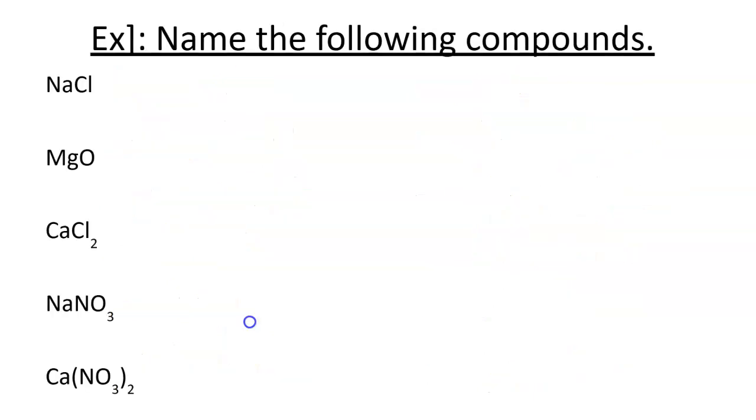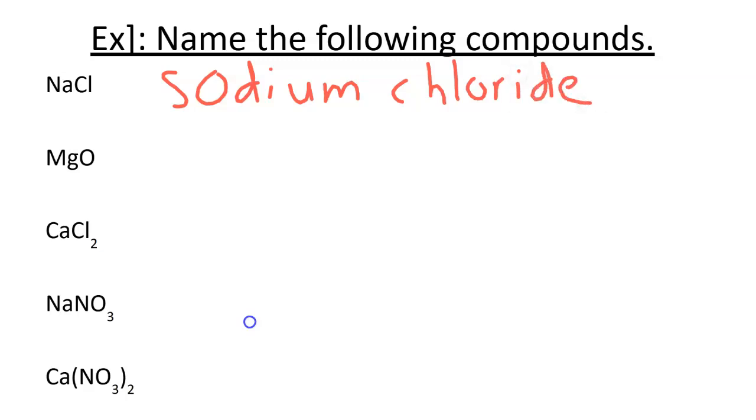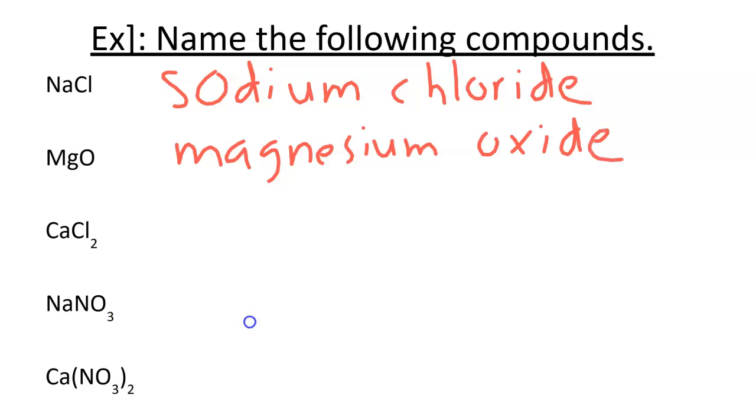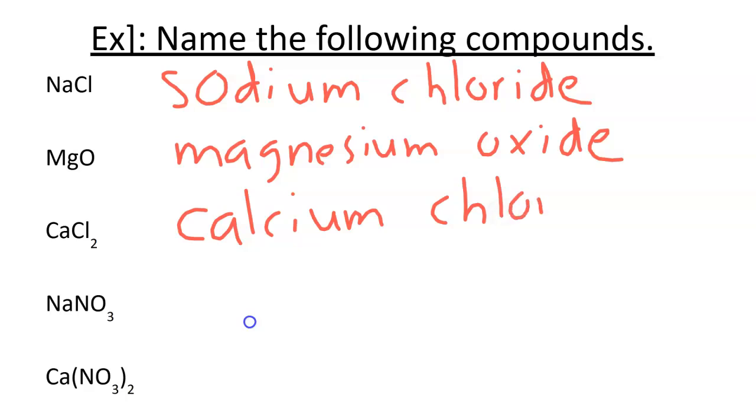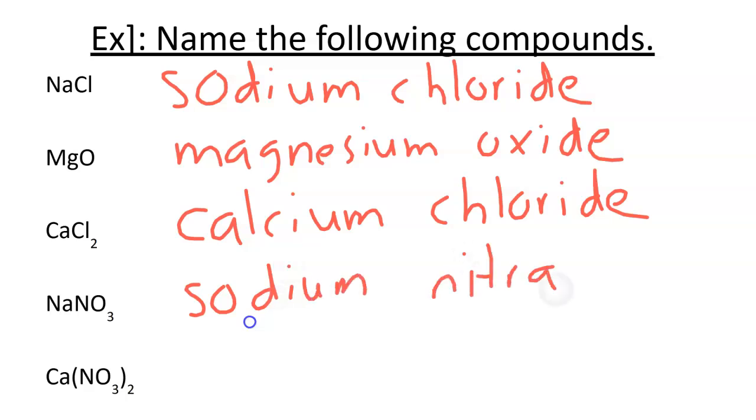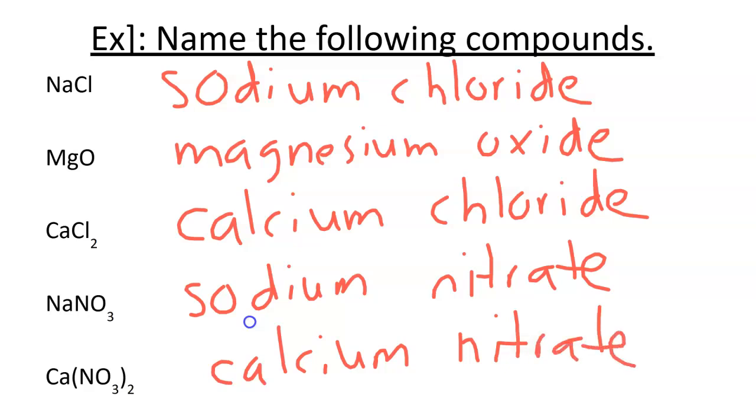How would you name these compounds? This one would be sodium chloride. This one would be magnesium oxide. This one's calcium chloride. This one's sodium nitrate. Remember to be familiar with your polyatomic ions. This one's calcium nitrate. Notice that nothing in these names tells me how many of each ion there is.